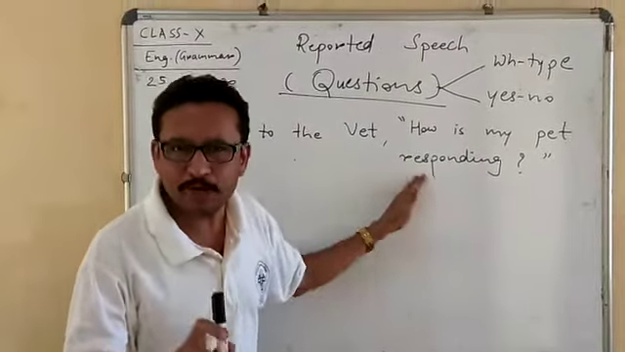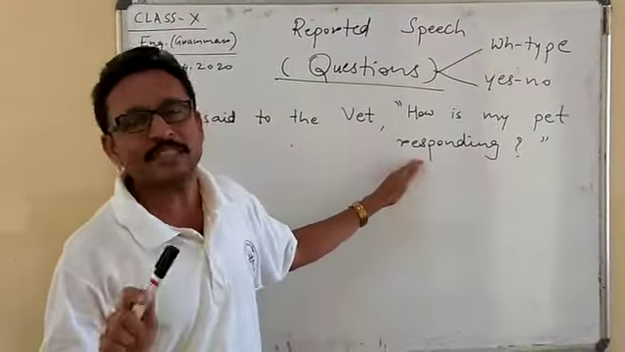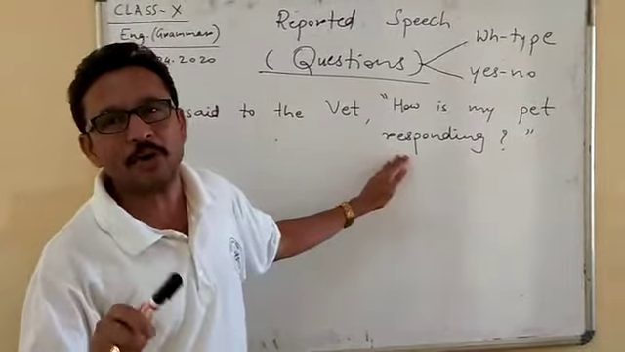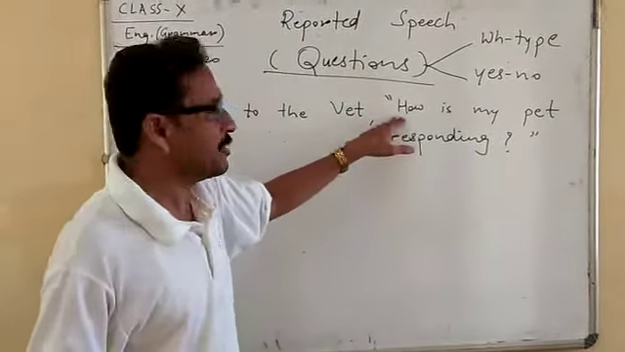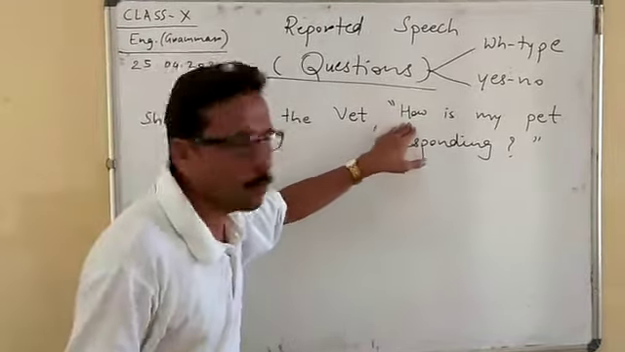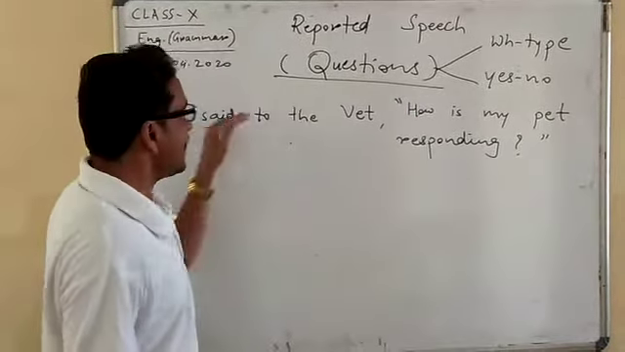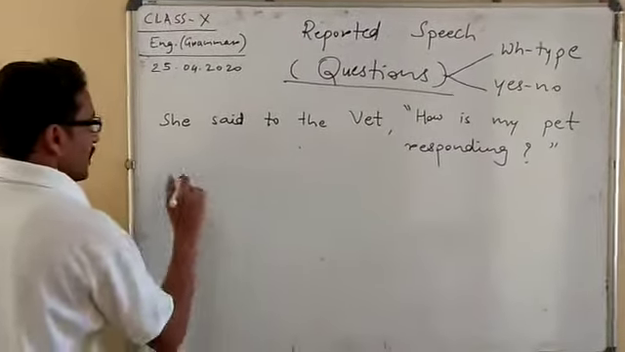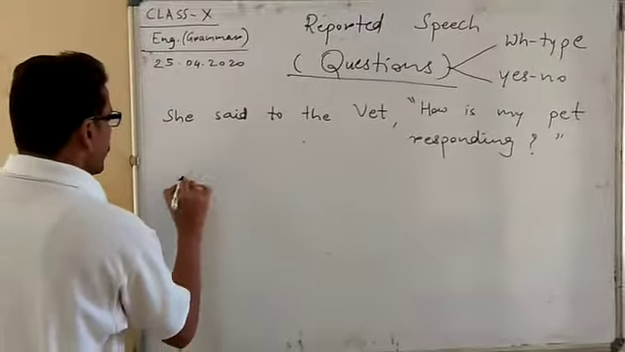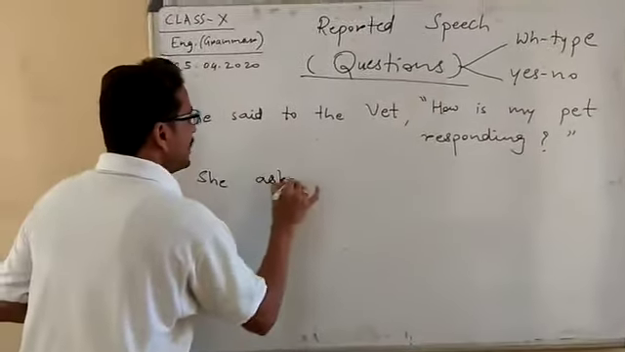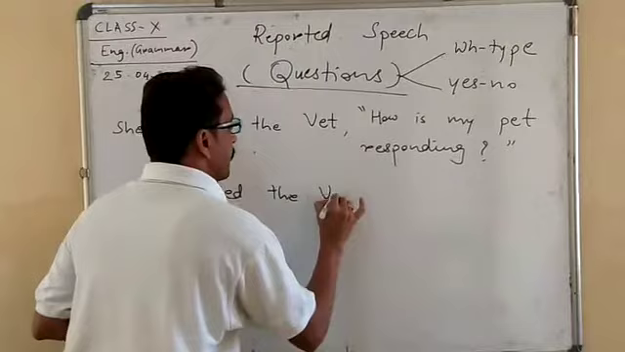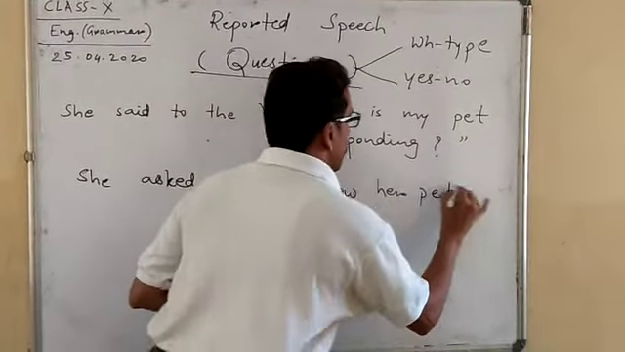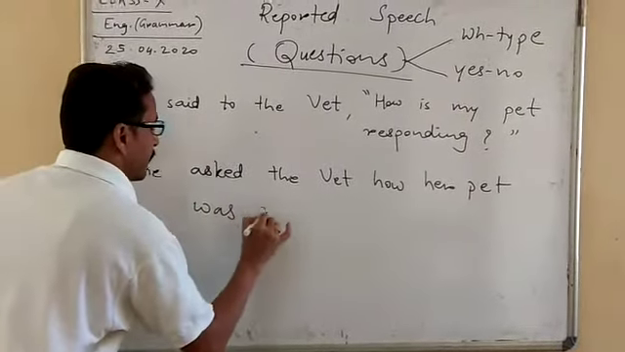Now WH type of question is the question which begins with any question word beginning with either W or H. That is called WH type of question. Now this question begins with the question word how. Now let us see. She said to the vet, "How is my pet responding?" Now it would go like this. She asked the vet how her pet was responding.